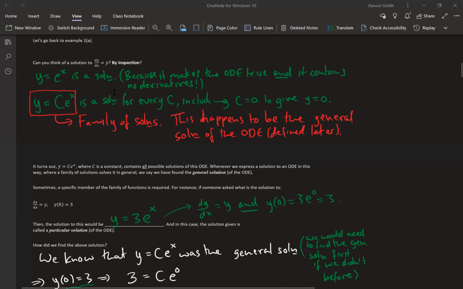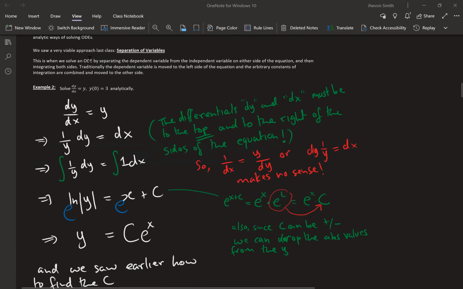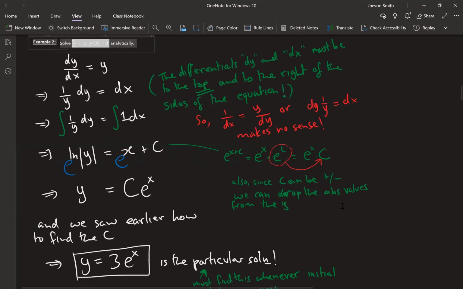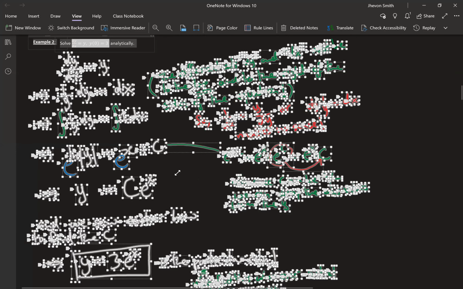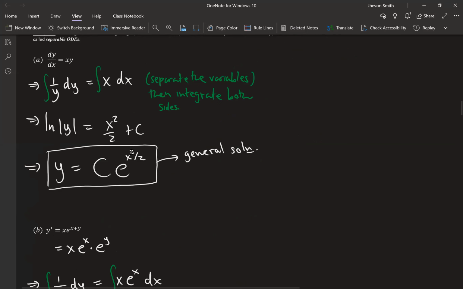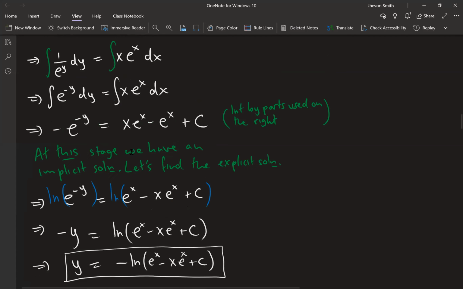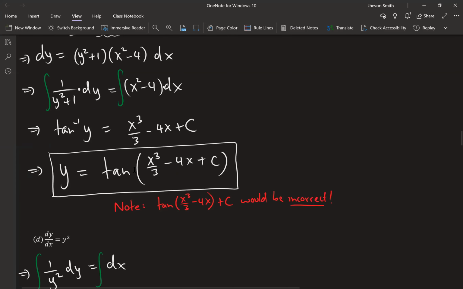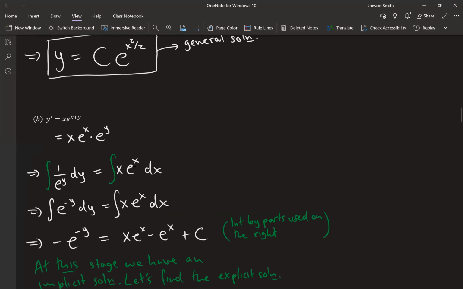We figured out the solution by inspection as well as with a more analytic method, as we'll call it. Analytic just means you can solve it by hand. What we used here was separation of variables. That is also something that we looked at in general yesterday. So that is one of the first methods. We did a bunch of examples solving differential equations via separation of variables.